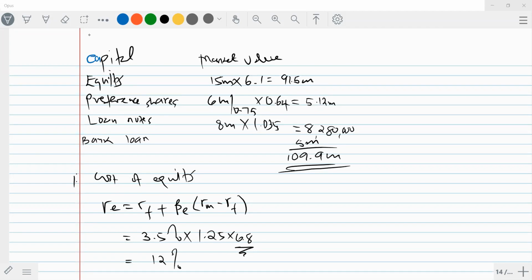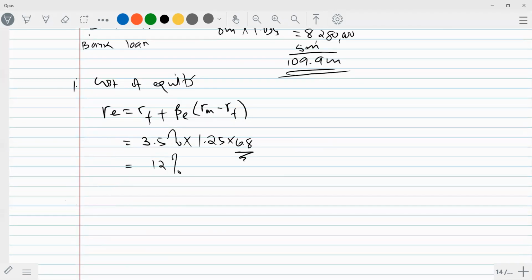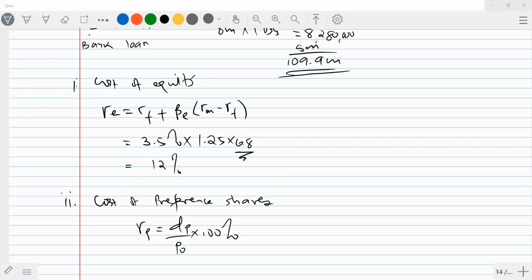Next we can get the cost of preference share for this company. RP is equal to the preferred dividend, divided by P naught, expressed as a percent. Let's refer to the question.